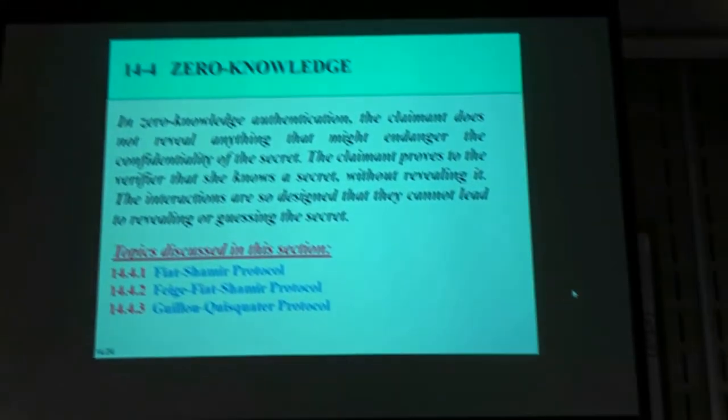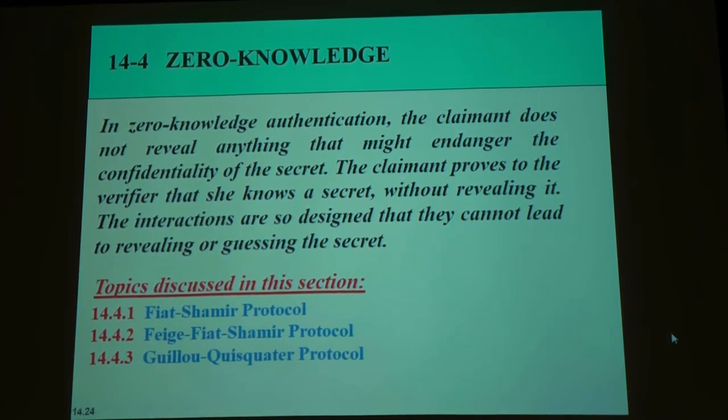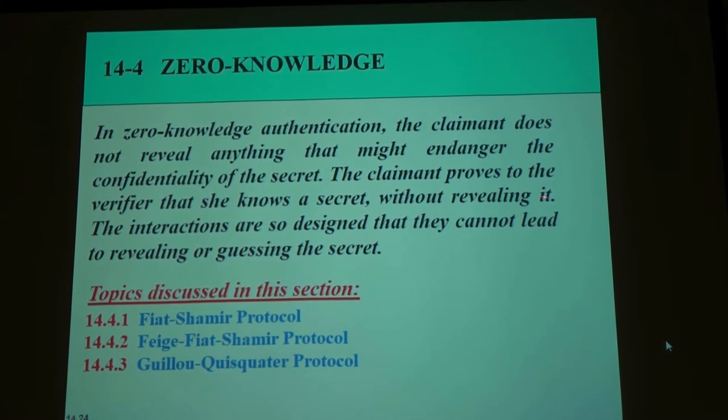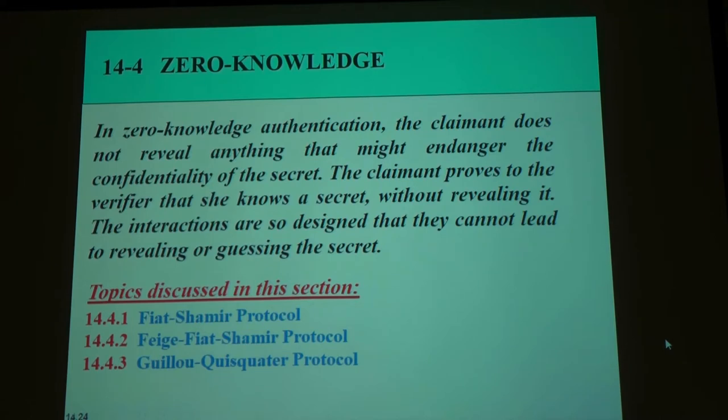All right. There is something called zero knowledge. In zero knowledge authentication, the claimant does not reveal anything that might endanger the confidentiality of the secret. Reveal none, reveal nothing. Okay? So the claimant proves to the verifier that she knows a secret without revealing it. The interactions are so designed that they cannot lead to revealing or guessing the secret. Okay? So we'll talk about, I think, three: the Feige-Fiat-Shamir protocol, the Fiat-Shamir protocol, and the Guillou-Quisquater protocol, three of them.